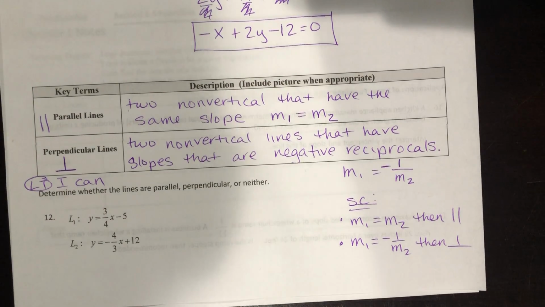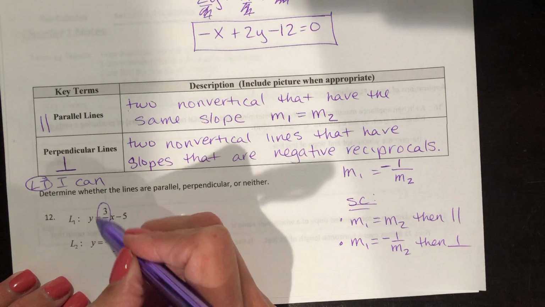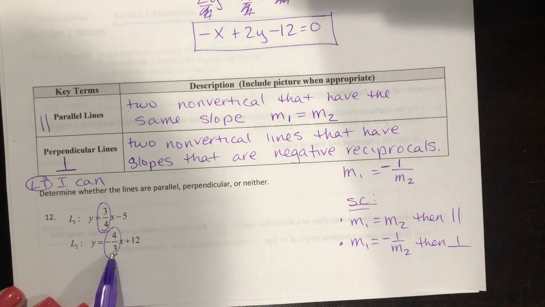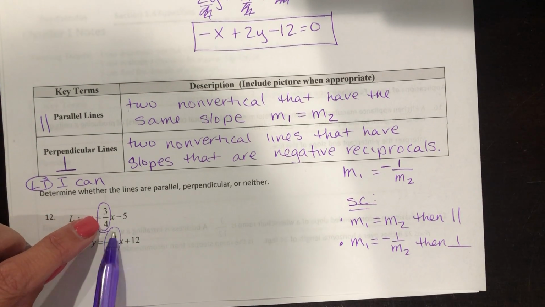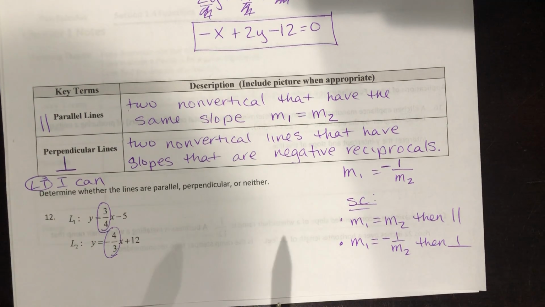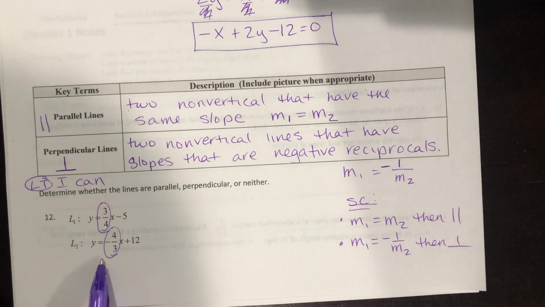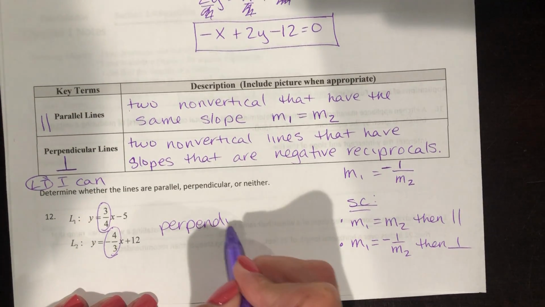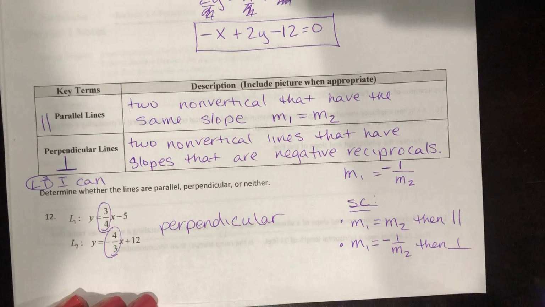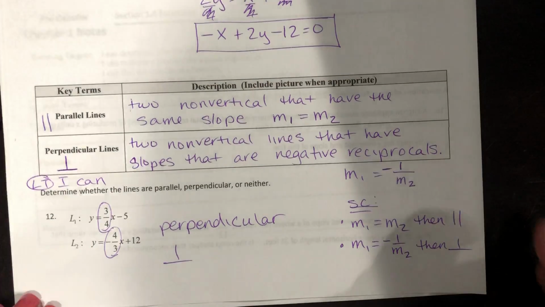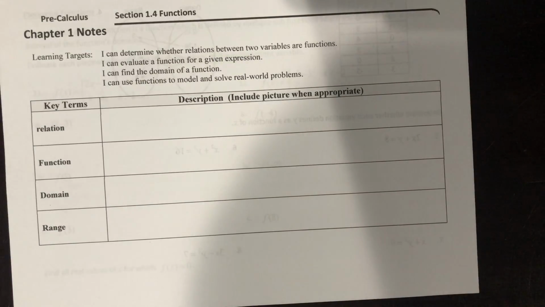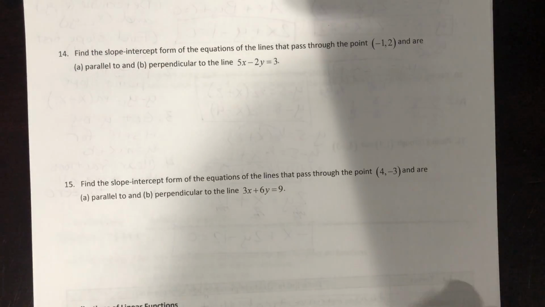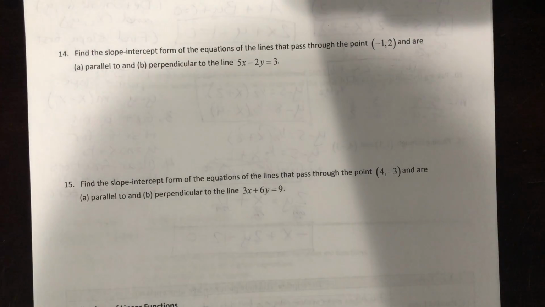So let's look at number 12. I'm looking at my slopes, my m's. Those are my slopes, 3/4 and negative 4/3. So 3/4 was flipped, and then it became negative. So that would be a negative reciprocal, which means perpendicular. So these lines are perpendicular, or you can use that symbol. All right, you try 13 on your own. And on to 14.